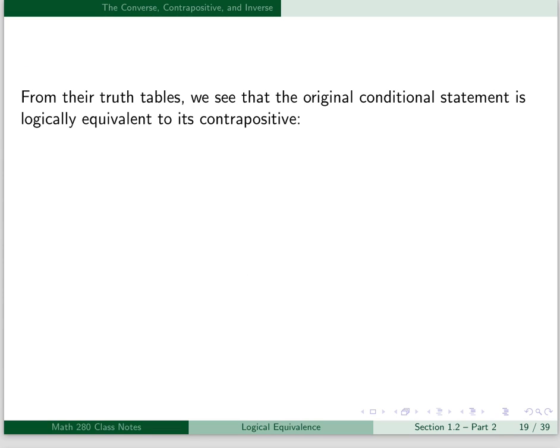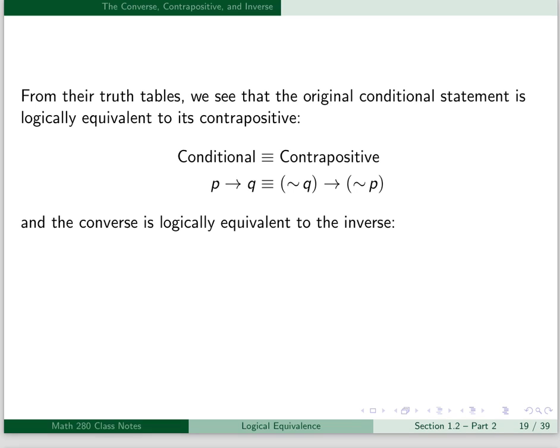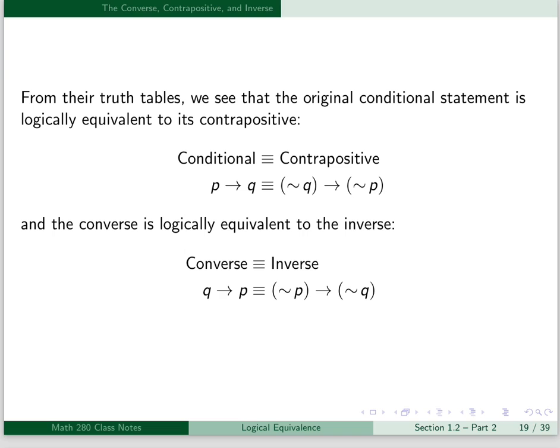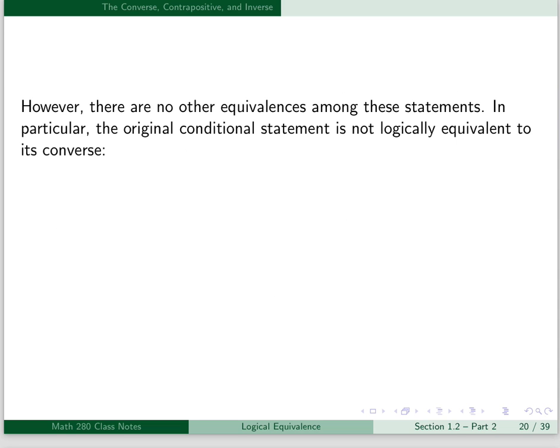From their truth tables, we see that the original conditional statement is logically equivalent to its contrapositive, and the converse is logically equivalent to the inverse. So P implies Q is logically equivalent to not Q implies not P, and Q implies P is logically equivalent to not P implies not Q. And we recognize that these are really the same equivalences with just the roles of P and Q switched. However, there are no other equivalences among these statements.